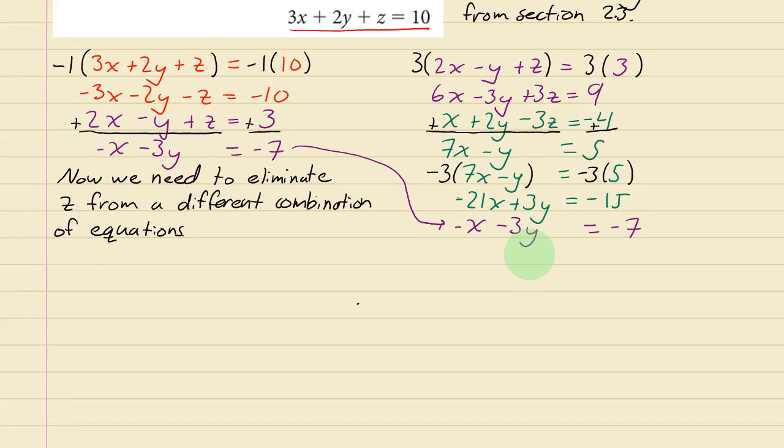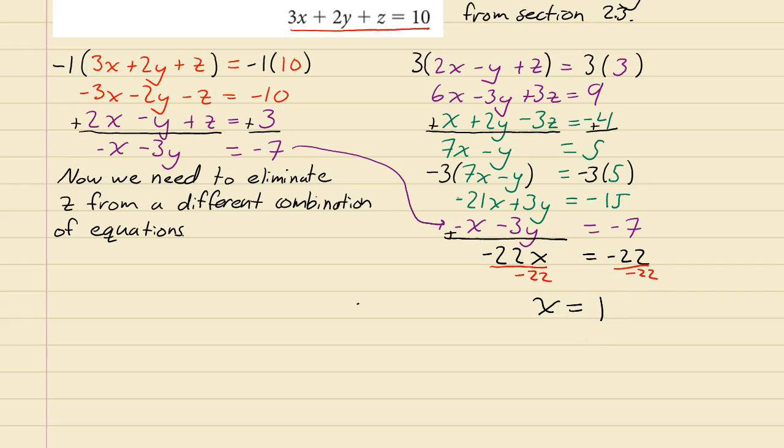This one is going to come out to be negative 22x equals negative 15 minus 7, which is negative 22, and when you divide both sides of that by negative 22, you'll get just x equals 1.